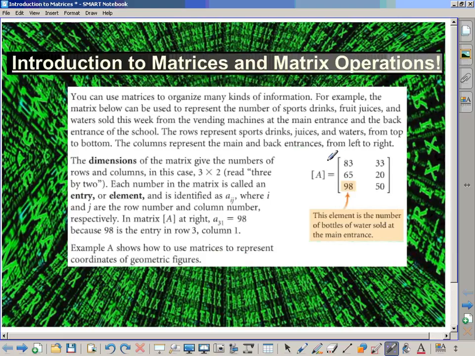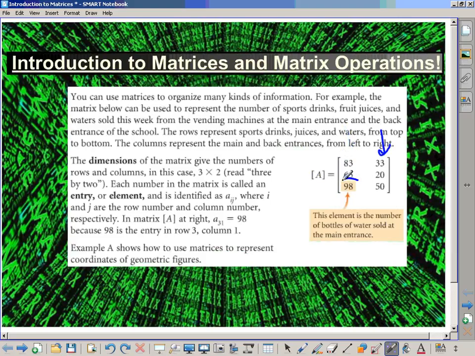So what we're doing here is we're organizing our data in 3 rows. This would be the sports drinks, these would be the fruit juices, and then the bottom would be the water. And then going down the columns, the main entrance would be this column, and the next column over would be the back entrance of the school.